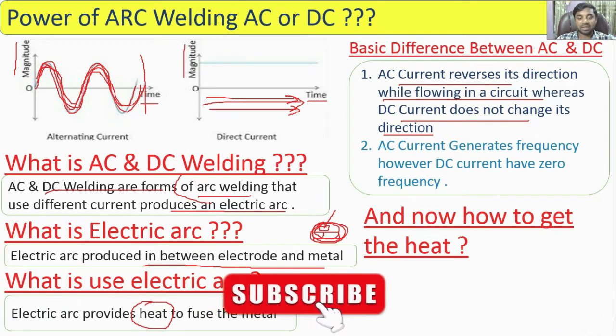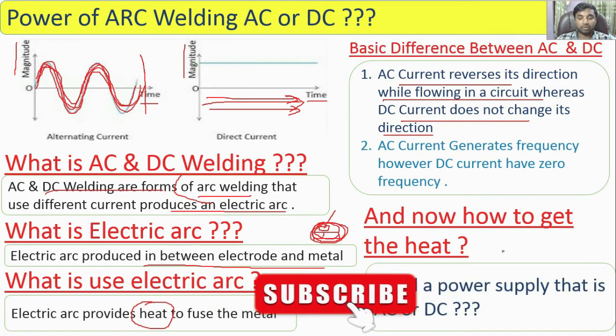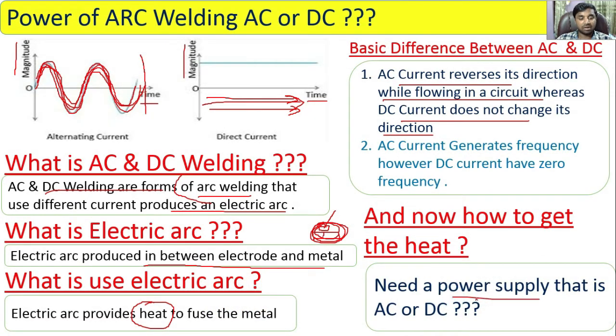From where do you get the heat? If there is no power supply, then definitely you cannot get the heat. So that power supply is AC and DC. You understand the full thing from here to here. This is the general concept you should know. Now we will go into the details of AC and DC welding.